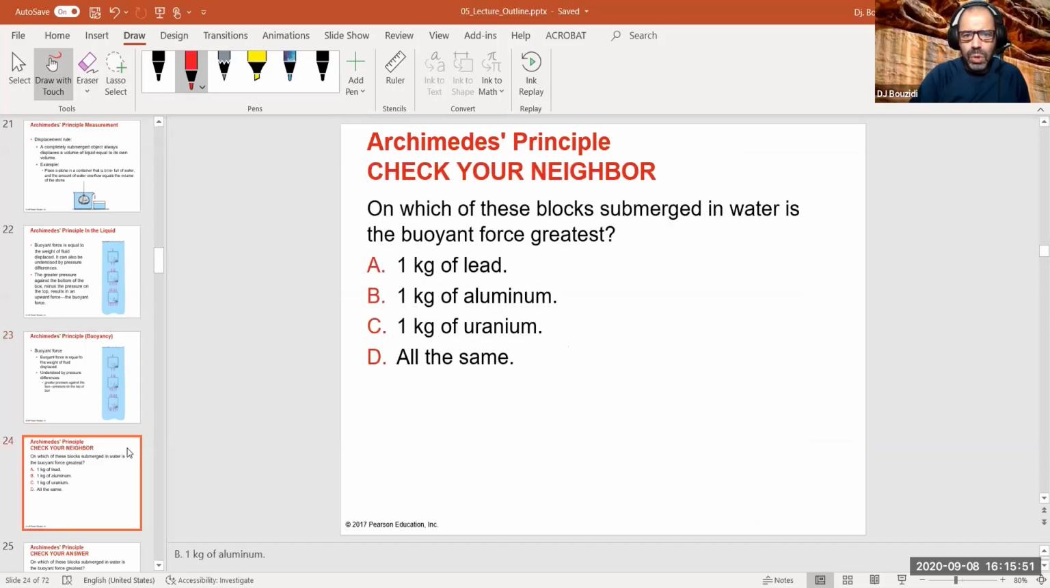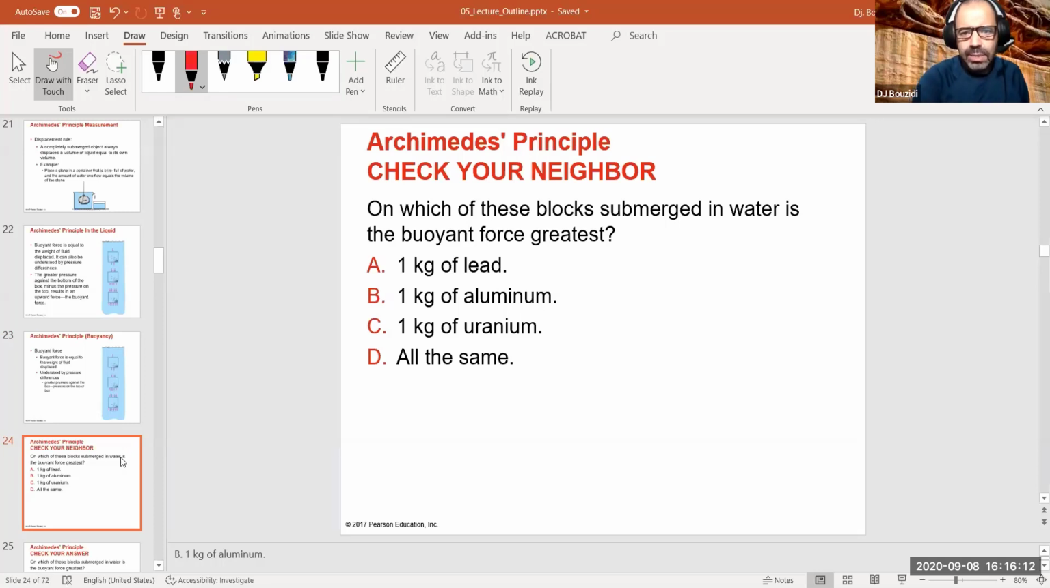Here's a question for you. For which of these blocks submerged in water is the buoyant force greater? Is it 1 kilogram of lead, 1 kilogram of aluminum, or 1 kilogram of uranium? In this case, the 1 kilogram matters. The amount of stuff matters. But what also matters in this case is the density.